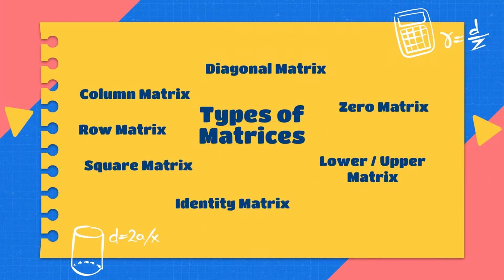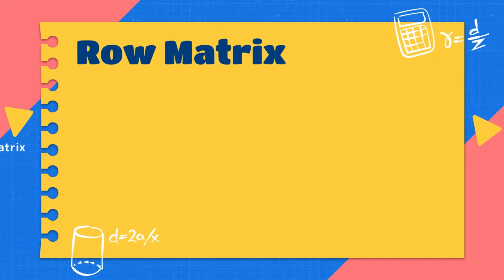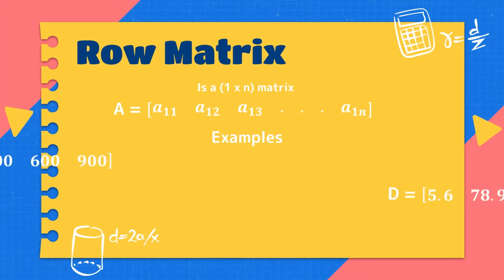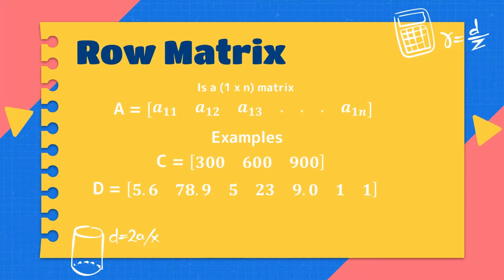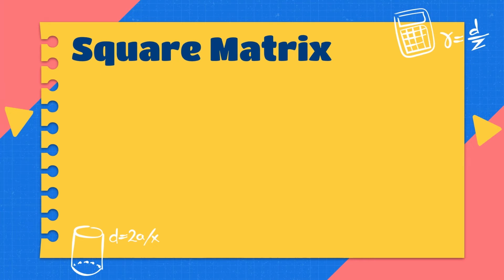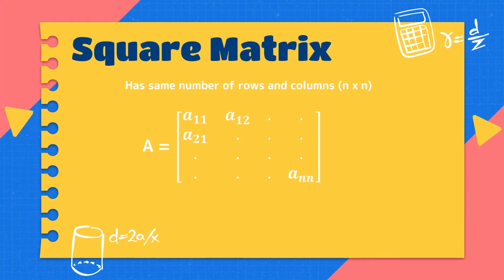The second matrix is the row matrix. A row matrix is a matrix with order 1 by n. As shown by the examples here, you can see in matrix C and matrix D, there is only one row of matrix.